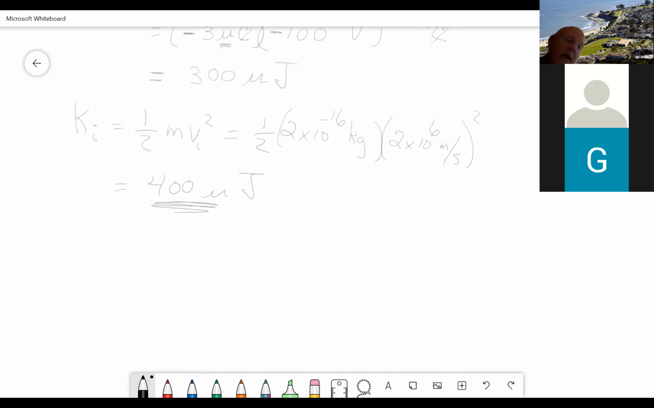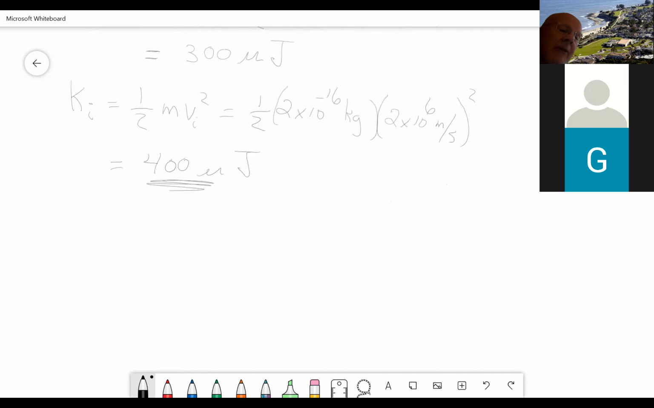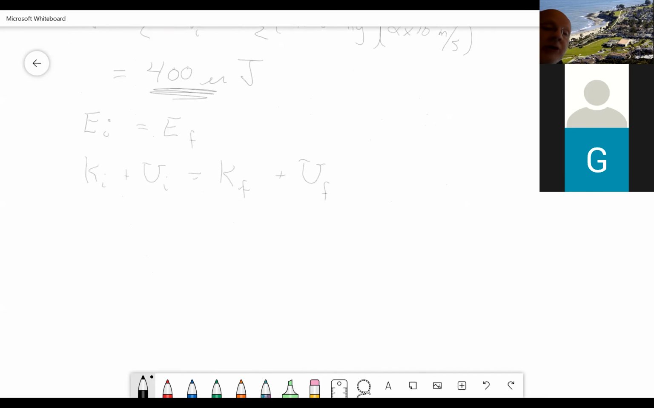So I guess I'm looking at something like this. Conservation of energy says, okay, your initial energy is equal to your final energy. So in this case, I would say my initial kinetic and my initial potential must equal my final kinetic and my final potential energy.